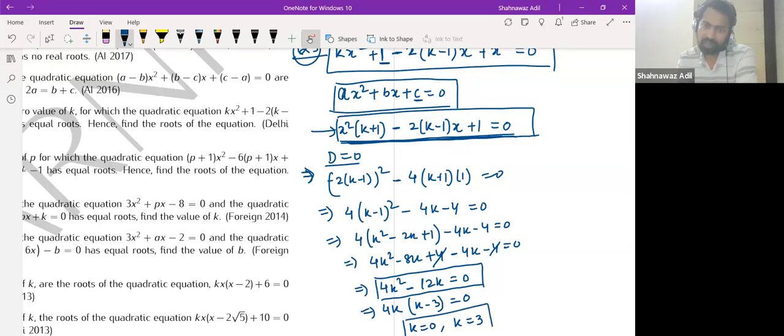But we cannot... what happened? Can we have k equal to 0? Yes, we can have k equal to 0, right? So if k equal to 0, then this is x squared plus 2x and plus 1. Am I correct, guys? Yes, am I correct, everyone?